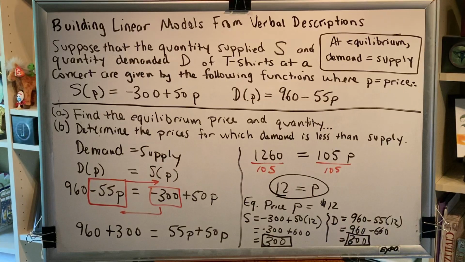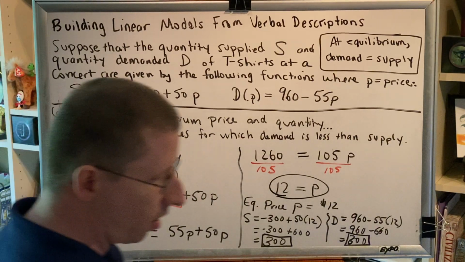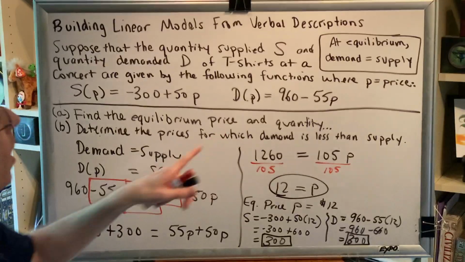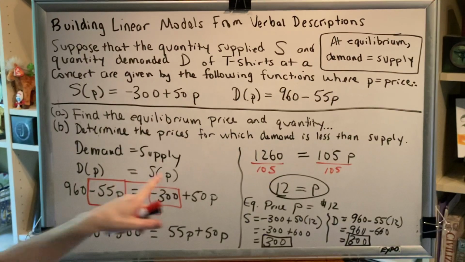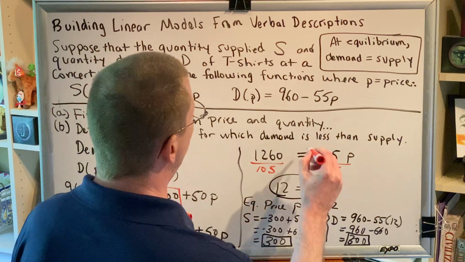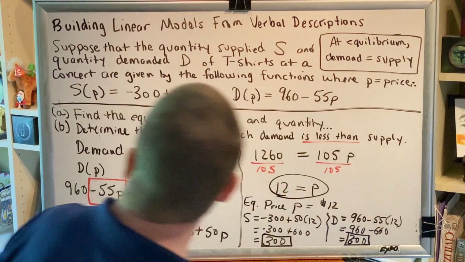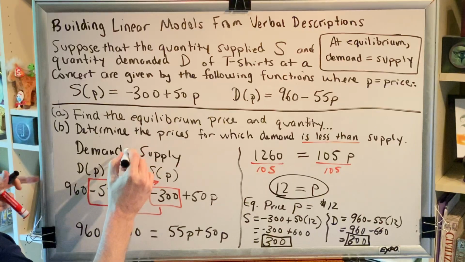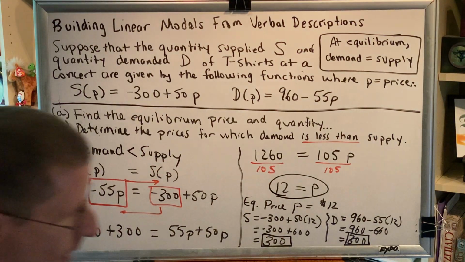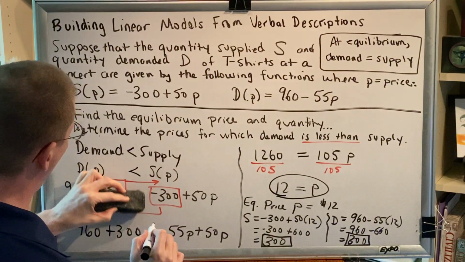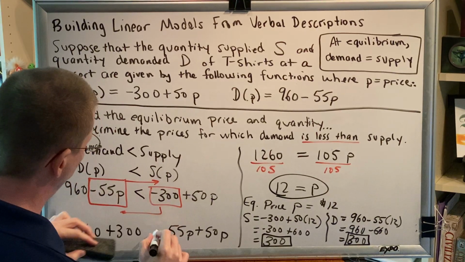We now move on to part B. Determine the prices for which demand is less than supply. Well, the good news here is that we've already done all of the hard work. For part A, equilibrium, demand equals supply. But for part B, demand is less than supply. So really, the only thing we have to do is change our symbol in between. Instead of demand equals supply, what we want instead is demand is less than supply. So I'm just going to change all of these equal signs to is less than. All of the algebra remains exactly the same.